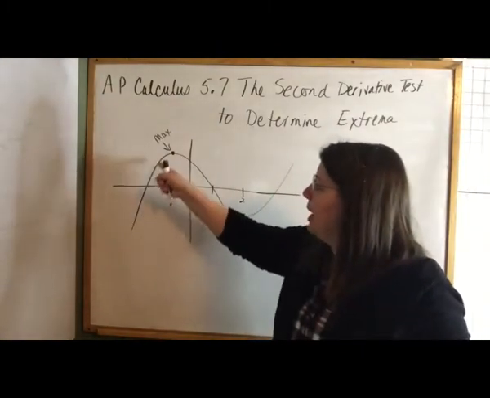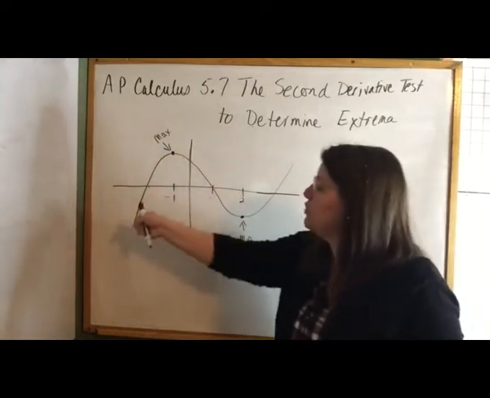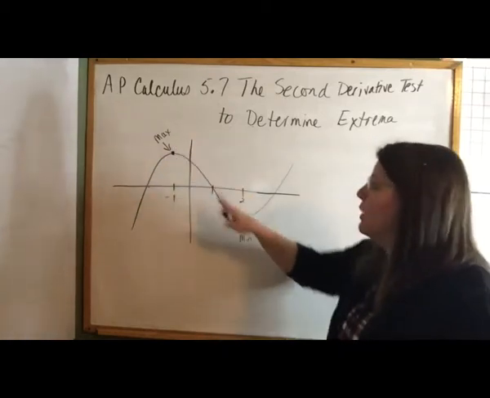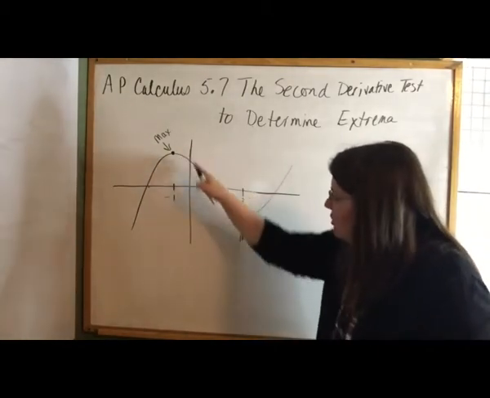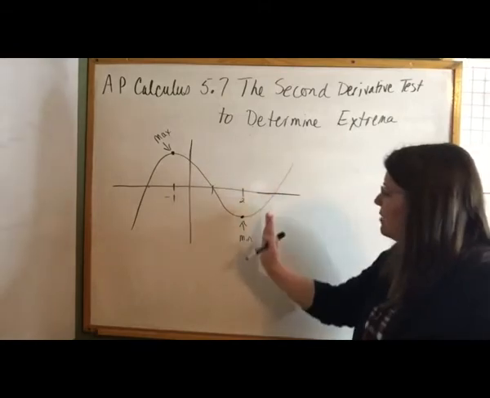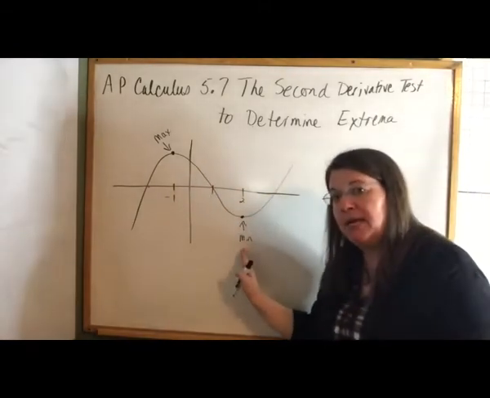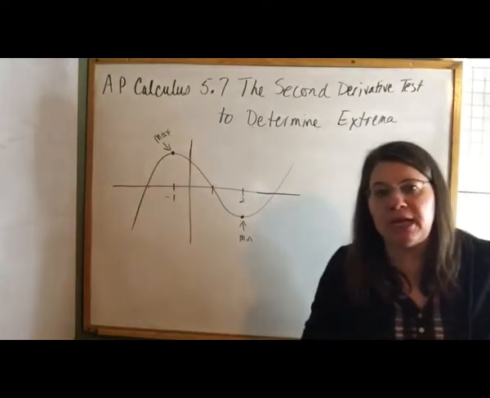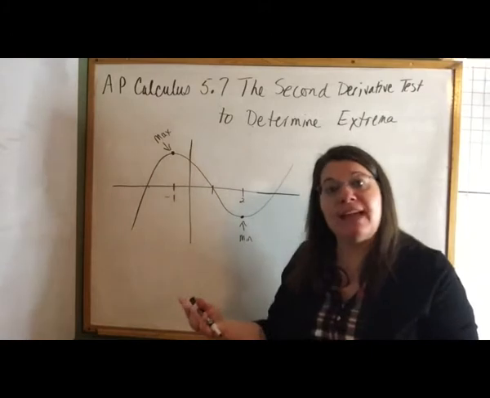F prime is positive here. F prime is negative here. Where it changes from positive to negative, we have a maximum. F prime is negative in this section and positive in this section. Where we have a change from negative to positive, we have a minimum. Now, how can we use this information to come up with our maximums and minimums using the second derivative?